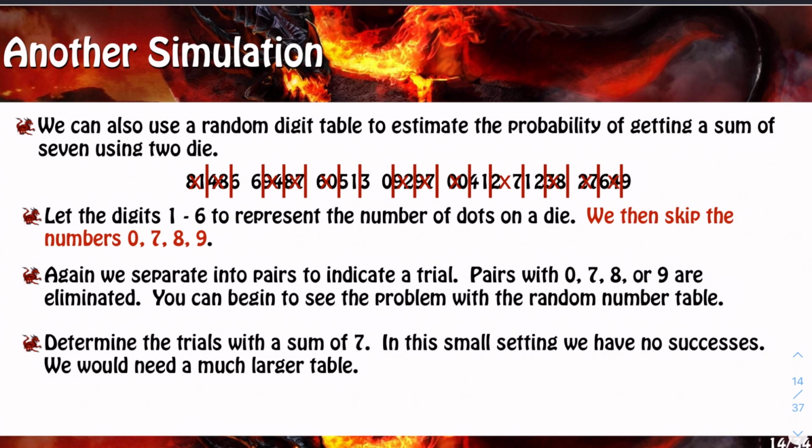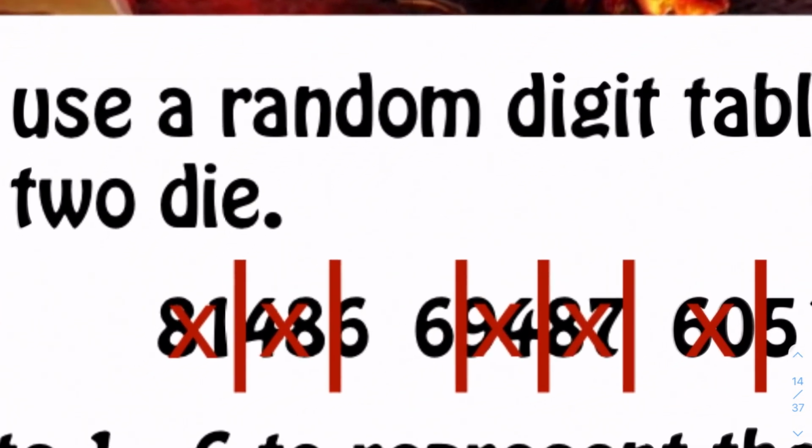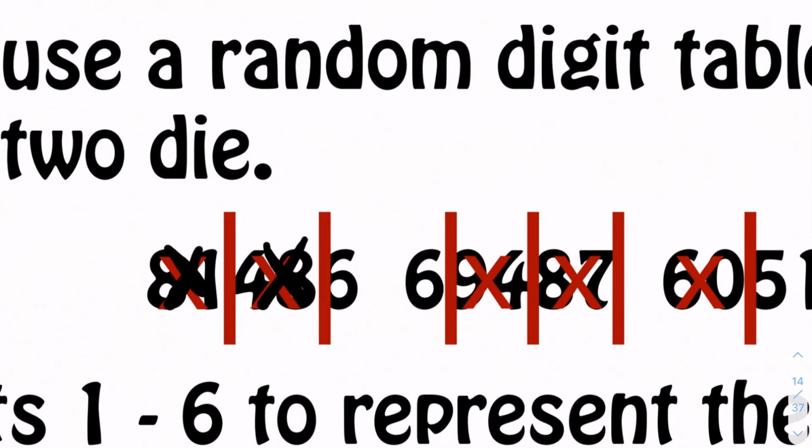Again, we separate into pairs to indicate a trial. Pairs with 0, 7, 8, or 9 are eliminated. They're not possible. You can begin to see the problem with the random number table. I mean, there are options that we just have to omit. For example, 8, we don't use. That goes away. 4, 8 doesn't work.